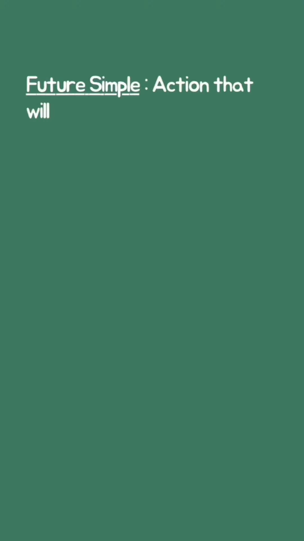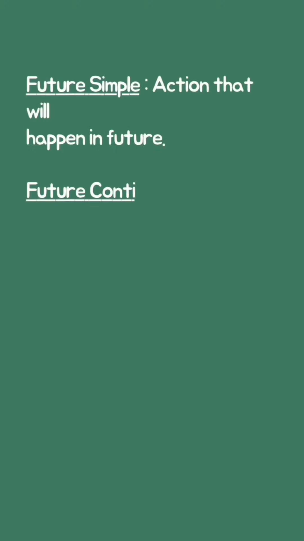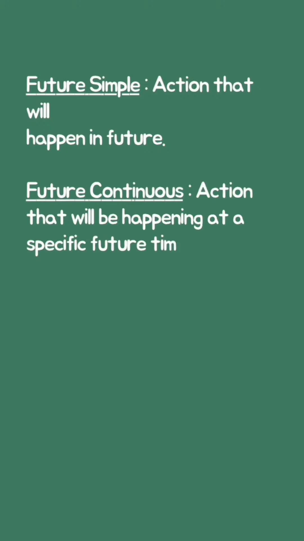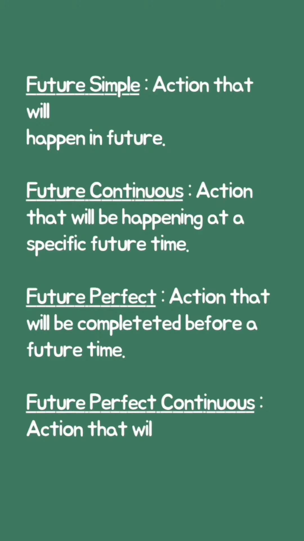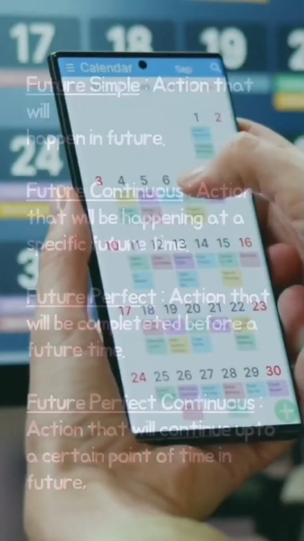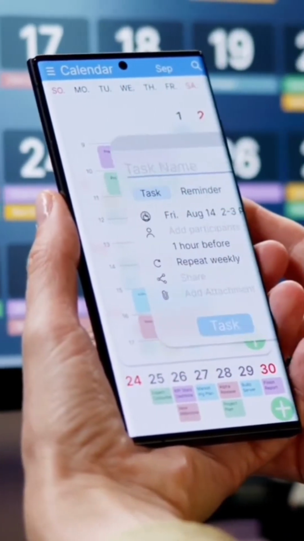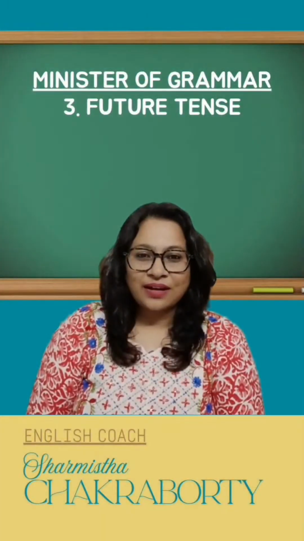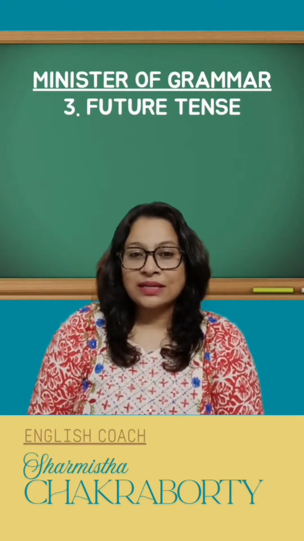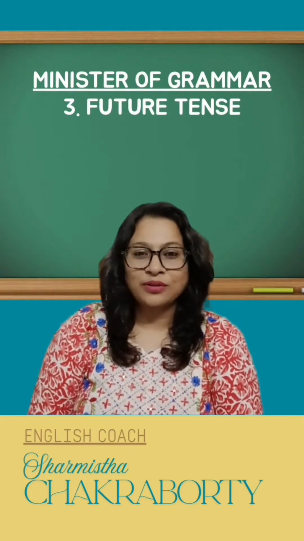Let's quickly recap this class. Future simple, actions that will happen in future. Future continuous, action that will be happening at a specific future time. Future perfect, action that will be completed before a future time. And future perfect continuous, actions that will continue up to a point of time in future. So we can see that future tense acts as a planner, helps us to see what lies ahead. That's why the Minister of Future is important. It lets us imagine tomorrow and prepare today.